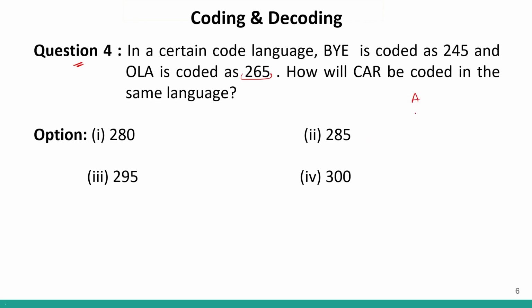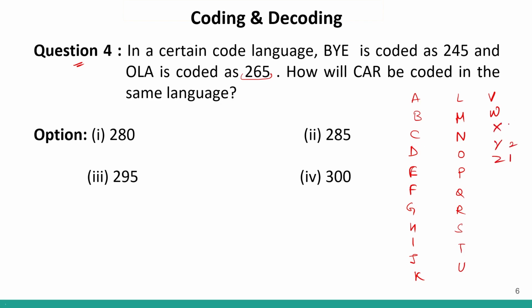So I am writing the backward ranks now. A, B, C, D, E, F, G, H, I, J, K, L, M, N, O, P, Q, R, S, T, U, V, W, X, Y, and Z. Let us write the backward rank: 1, 2, 3, 4, 5, 6, 7, 8, 9, 10, 11, 12, 13, 14, 15, 16, 17, 18, 19, 20, 21, 22, 23, 24, 25 and 26. These are your backward ranks.